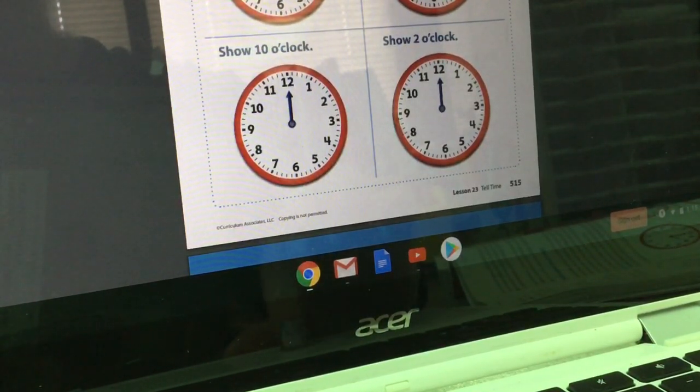And our last one on the side says show 2 o'clock. What hand is this? The minute hand. It's pointing to the 12, showing that it's exactly on the hour. So let's draw our hour hand pointing to, let me think. Oh, must be 2 to show 2 o'clock. So go ahead and draw your shorter hand, the hour hand, pointing to the 2. Now your clock shows 2 o'clock.